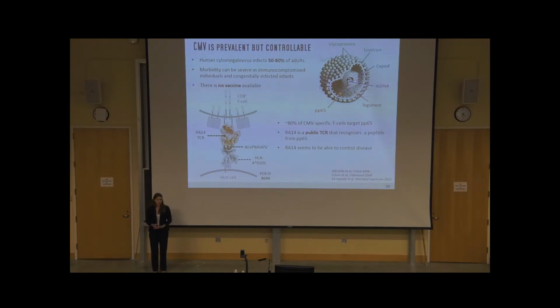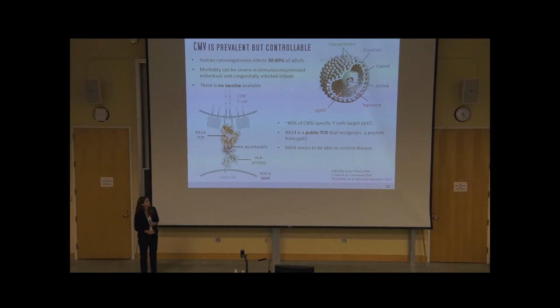What's interesting about CMV is that if you look at people that have been infected with CMV, 80% of their T cells, and remember it's a virus, so it's usually T cells that mediate immunity, 80% of their T cells are specific for one particular protein. This protein is called PP65 and is present in the tegument region of the virus. It's expressed at really high levels and is really immunodominant.